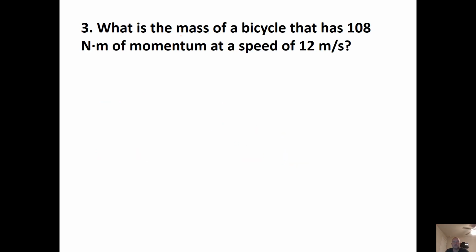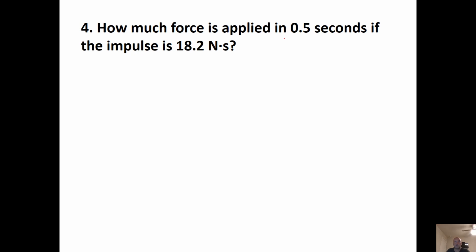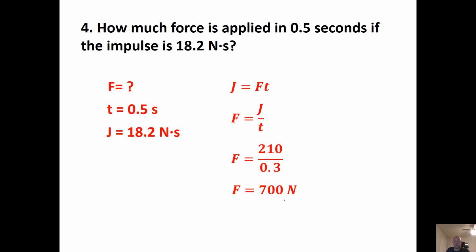What's the mass of a bicycle that has 108 newton meters of momentum and a speed of 12 meters per second? So there are the variables we're given. We have our equation. We're going to have to divide to get mass alone, so mass equals momentum over velocity, and we get an answer of 9 kilograms. How much force is applied in 0.5 seconds if the impulse is 18.2 newton seconds? This is the information they gave us. Rearrange it for force, and we get an answer of 700 newtons as our final answer.